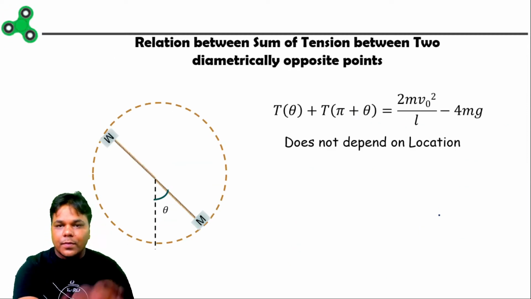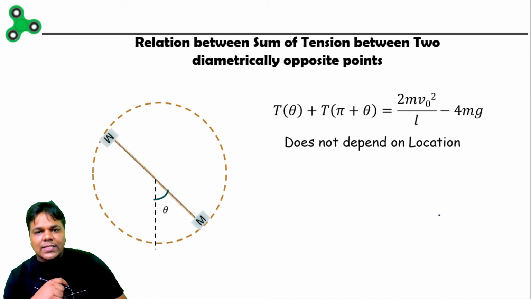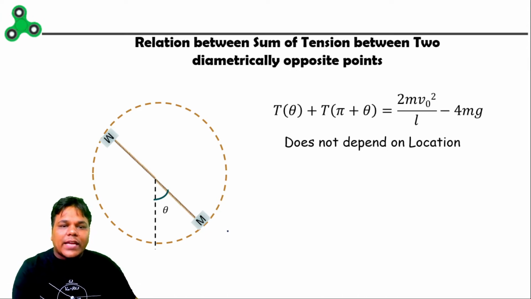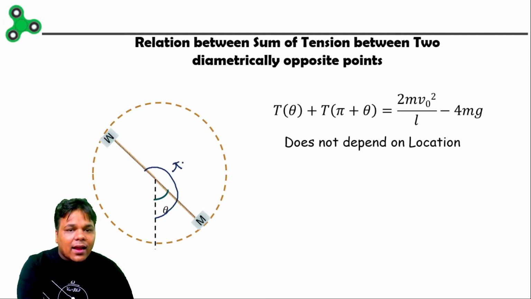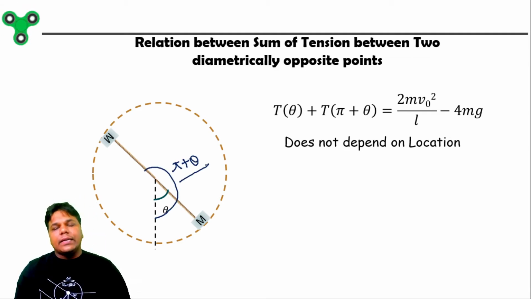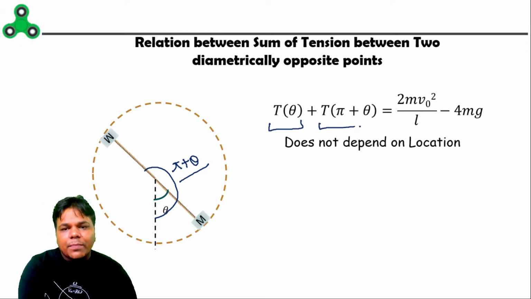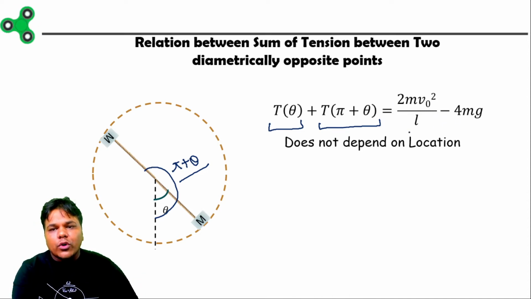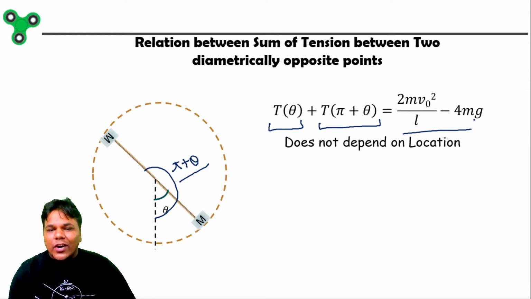Yeah. There is one more relation which is also useful for you guys. If we take the sum of the tension at two diametrically opposite points, suppose this is the point at angle theta and the other one at angle pi plus theta, then the sum of tension at theta and pi plus theta is 2 mv naught square by L minus 4 mg. That means it does not depend on theta.